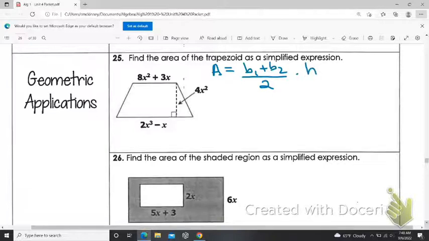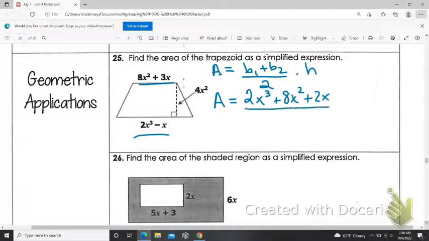Alright, so here, my two bases, this and this. So I need to add those together. So I'm just combining like terms. So I've got my 2x cubed plus 8x squared, and then 3x and negative x plus 2x. All that's going to get divided by 2, and then that dotted line inside, that's my height.